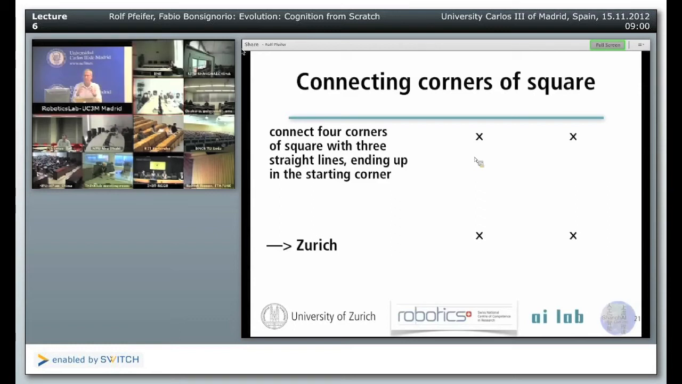Can the other side switch off the microphones? Please, everybody, switch off the microphones. Okay, thank you.